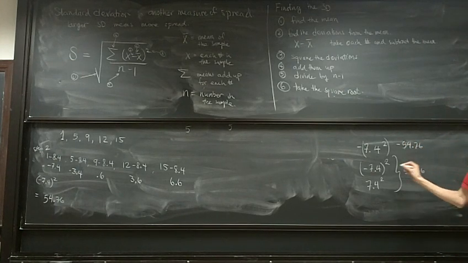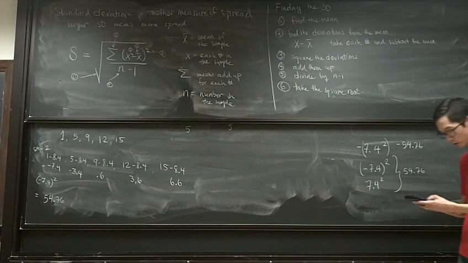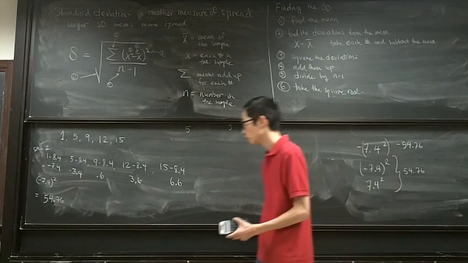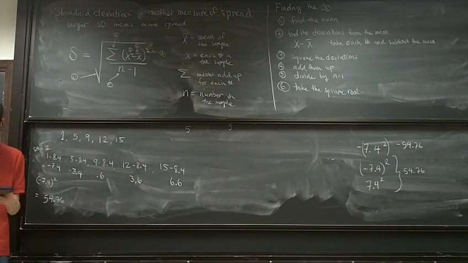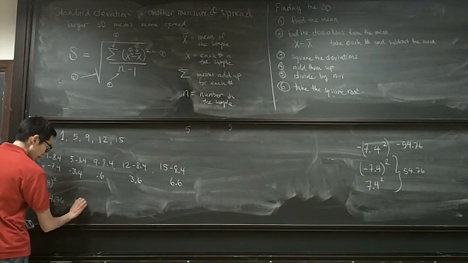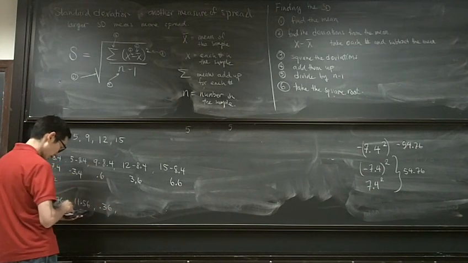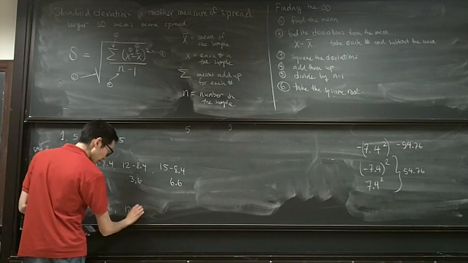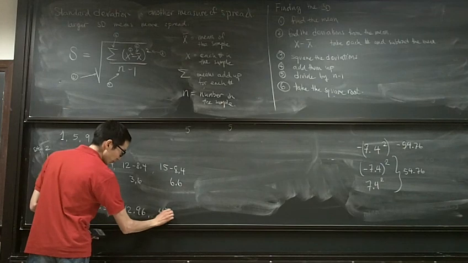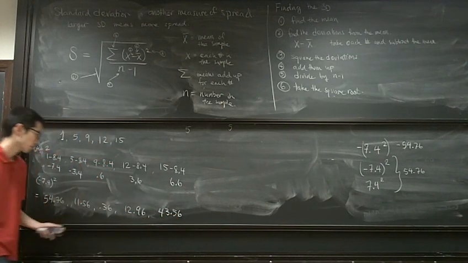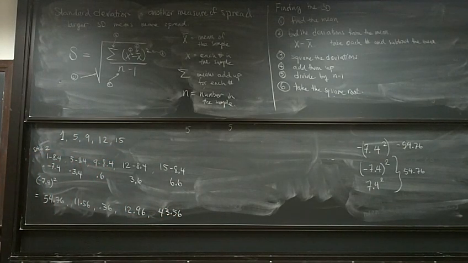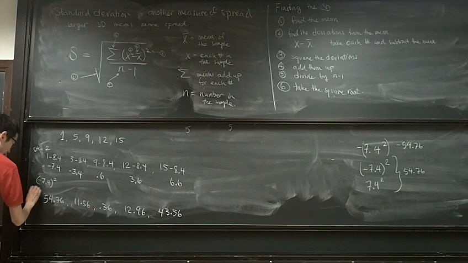Okay, this is a common mistake I see students make, so do not make that mistake. Alright, so what are the other numbers that I get when I square them? 11.56, 0.36, 12.96, 43.56. Excellent. Okay? So that's step 3. I square all of these numbers and I get these.